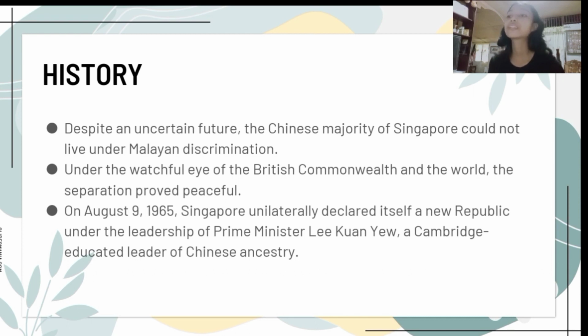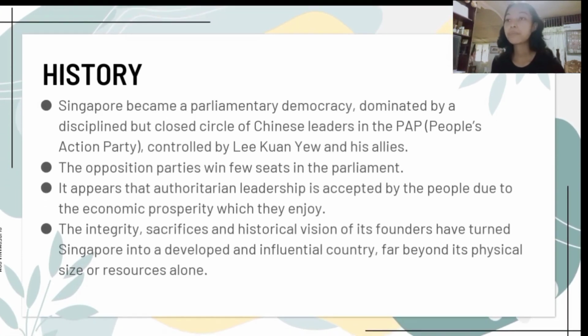On August 9, 1965, Singapore unilaterally declared itself a new republic under the leadership of Prime Minister Lee Kuan Yew, a Cambridge-educated leader of Chinese ancestry. Singapore became a parliamentary democracy dominated by a disciplined but closed circle of Chinese leaders in the PAP, People's Action Party, which is controlled by Lee Kuan Yew and his allies.